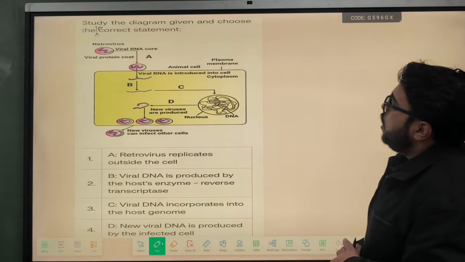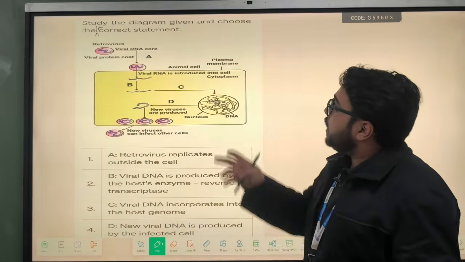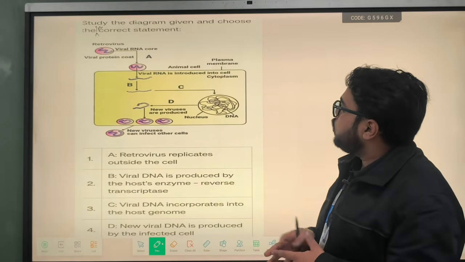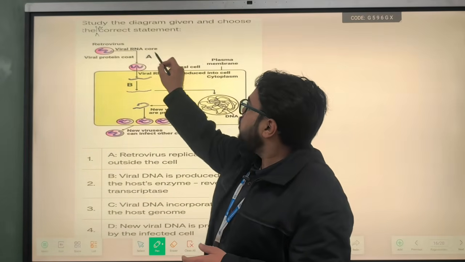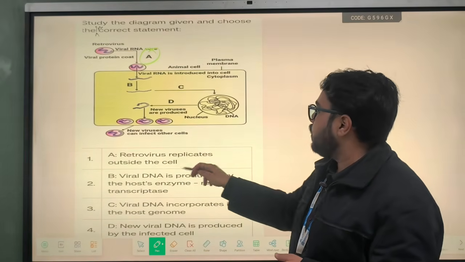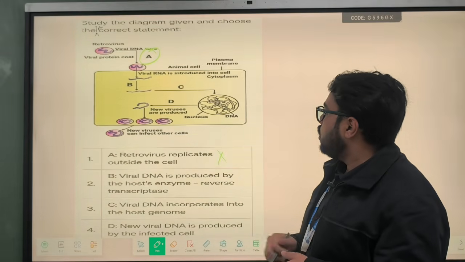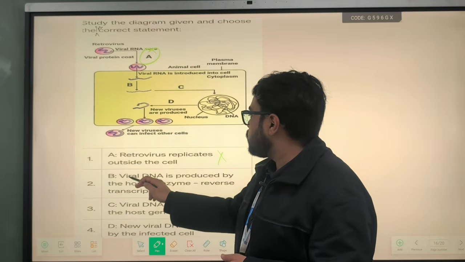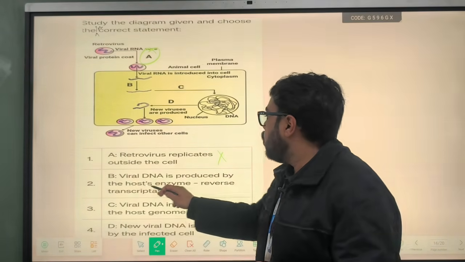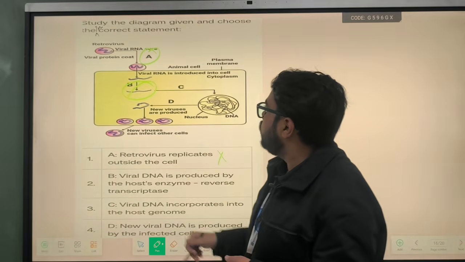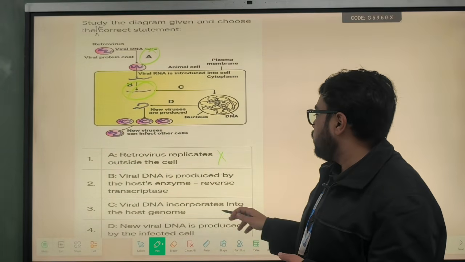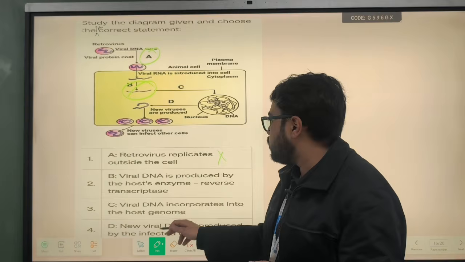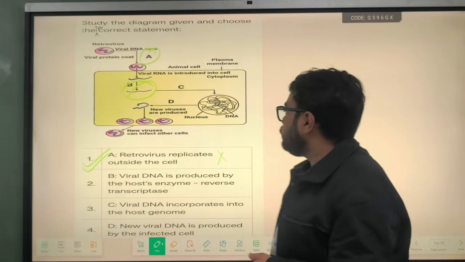Coming to the next part: study the diagram given and choose the incorrect statement. Out of these you have to identify the incorrect statement. Here A is showing that the retrovirus replicates outside the cell. No, it is incorrect. Next, viral DNA is produced by the host enzyme. Yes, viral DNA is produced. Next, viral DNA is incorporated into the host genome. It is also correct. So the correct answer is the first one.